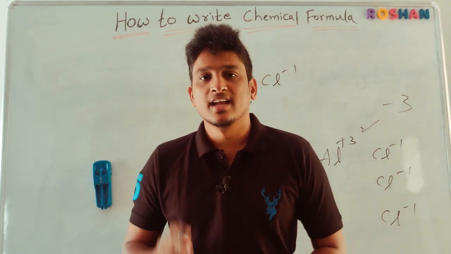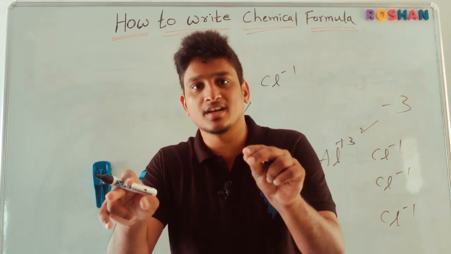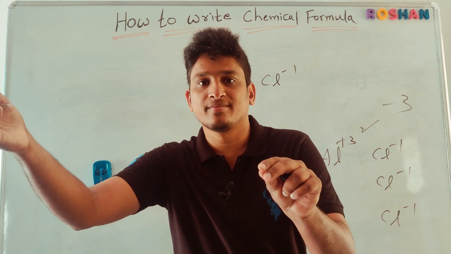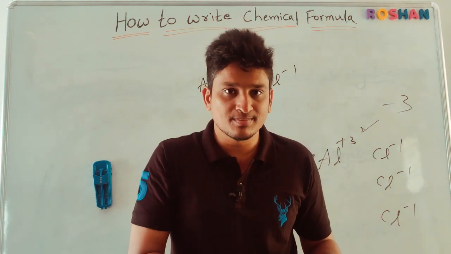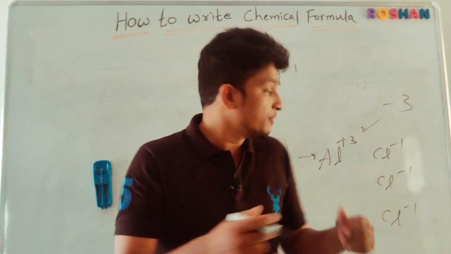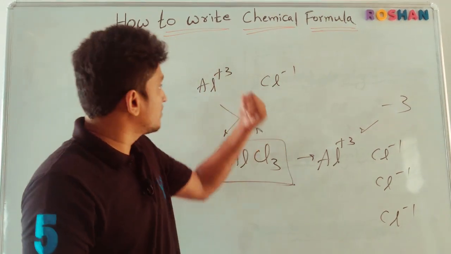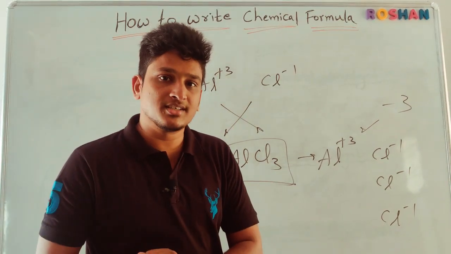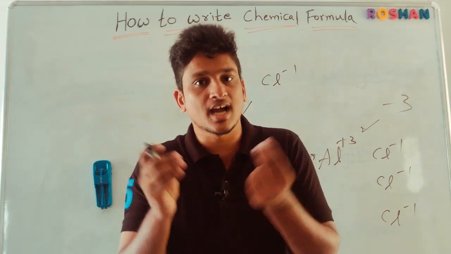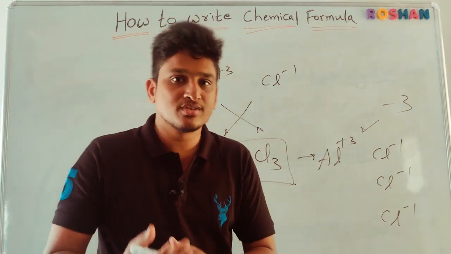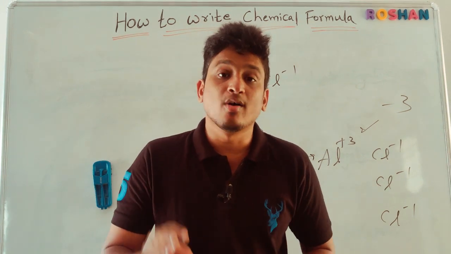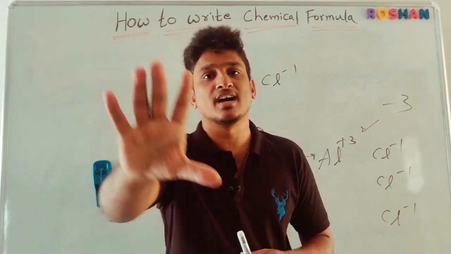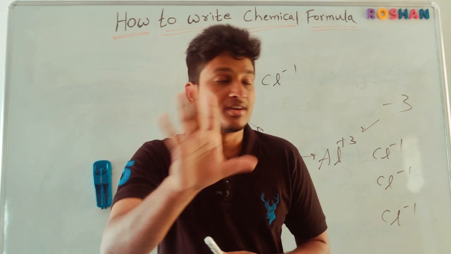Understood? Got the clarity? NaCl 1:1 ratio only. Why? Because plus 1 minus 1. MgCl2 1:2 ratio. Why? Because on magnesium there is plus 2 charge, chloride minus 1. Aluminium chloride 1:3 ratio. Why? Because the charge is differing. Plus 3 charge this time. So based on the charges, we have different ratios of formulas for different elements. Ultimately, why are they combining? In order to neutralize the charges. Students, got the clarity? Neutralize the charges.